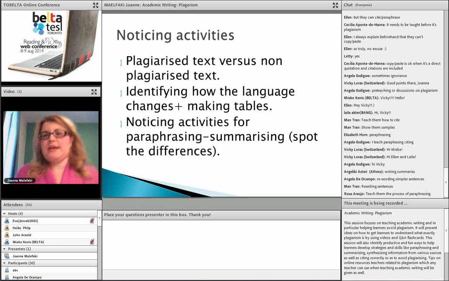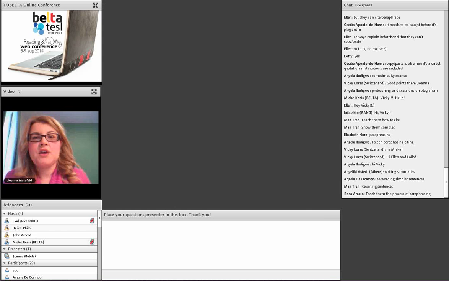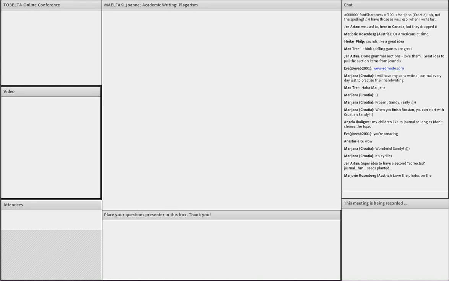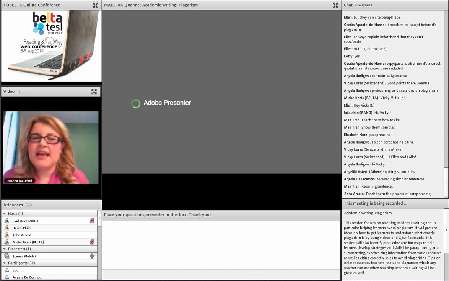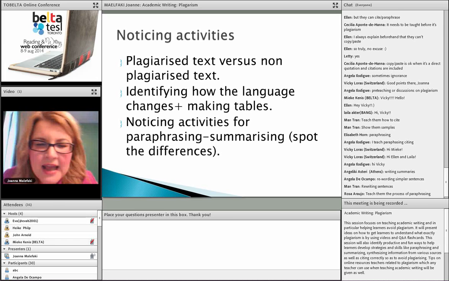And another thing I do with my learners is when I have a really good text that has no plagiarism in it, a very good paraphrase of a text, I tell them to identify the changes in the language and make tables. Tables work well with learners, I think, because it gives them some kind of understanding of what happens to the language. Oops, I lost my presentation. It doesn't matter. So it gives them a type of understanding of what has happened to the language and things like that.